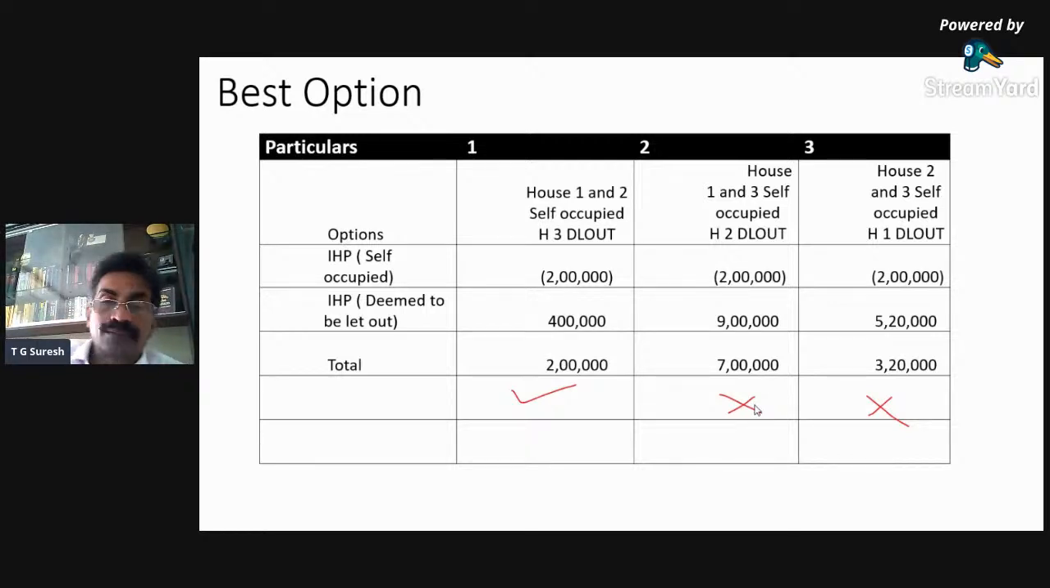Whoever got 2 lakhs as the answer, good. But those who have not got 2 lakhs, just find out where you went wrong in this question.